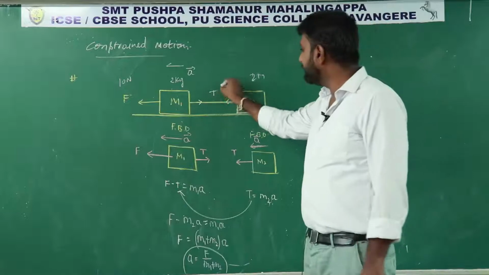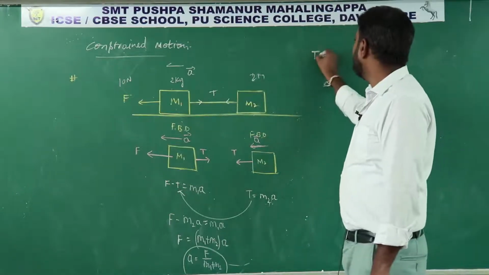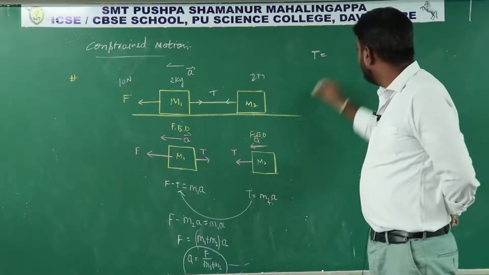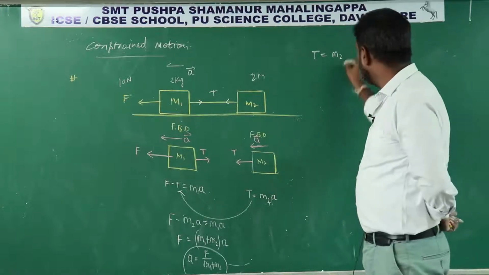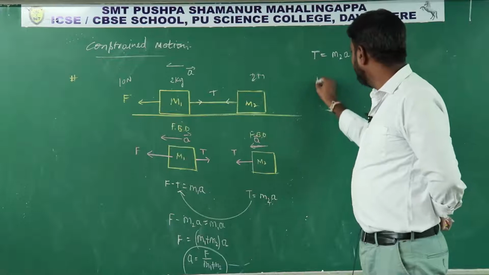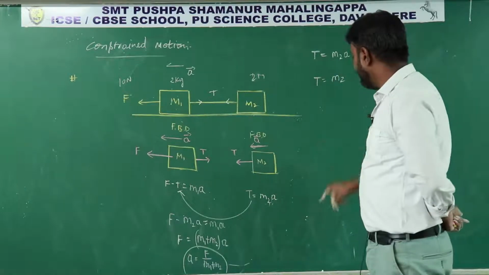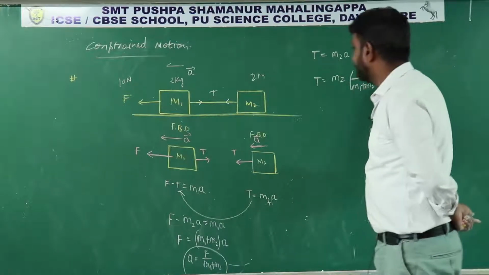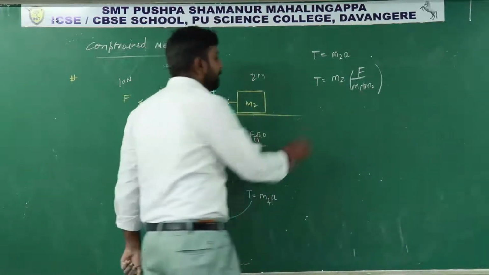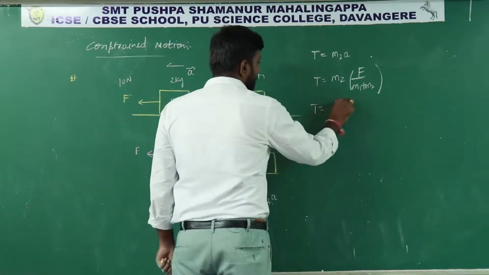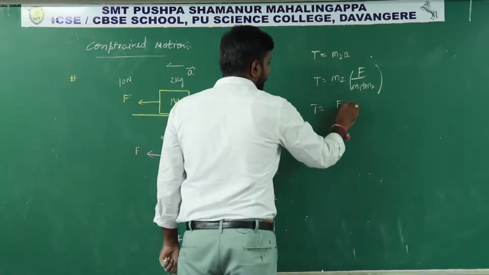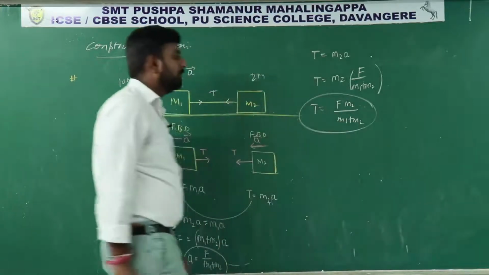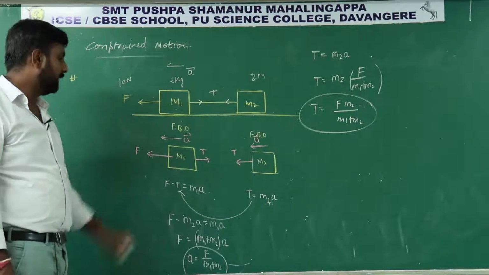Then we have to find the tension in the string. To find the tension, T is equal to, how to find that value? Here we have T, any one expression you take, this is easy, right? I will take this one, T is equal to m2 a, then T is equal to m2, and the a value is F by (m1 plus m2). Then this T is equal to, you can write, F into m2 divided by (m1 plus m2). This is the expression for tension in the string.